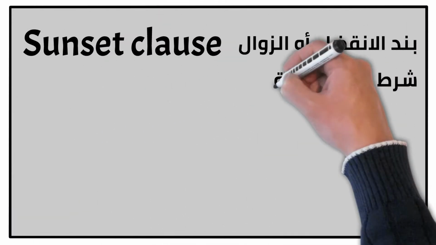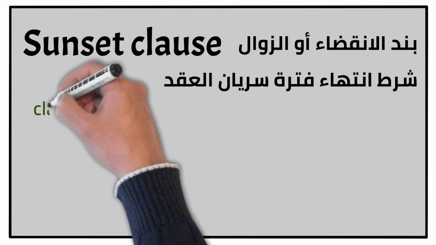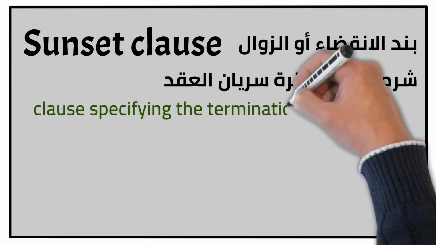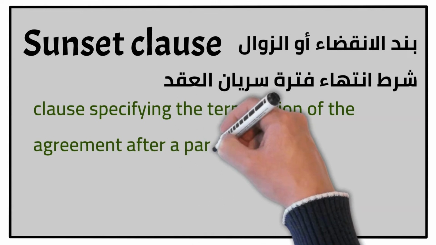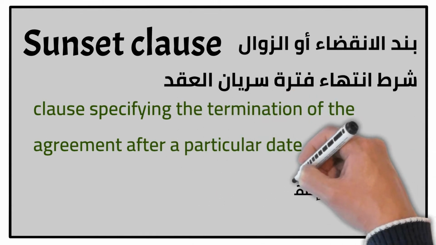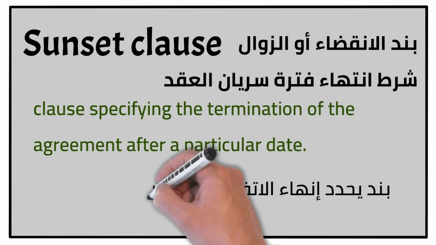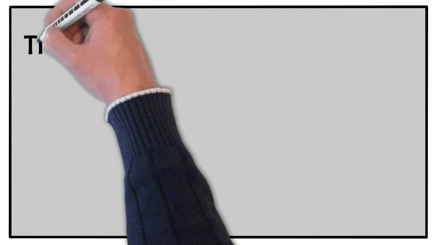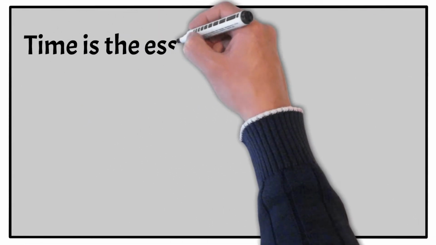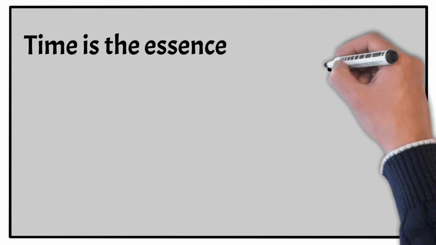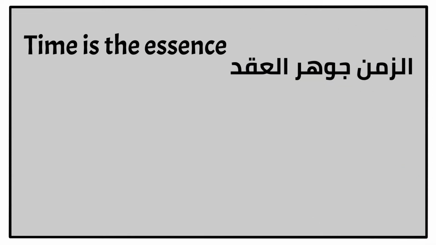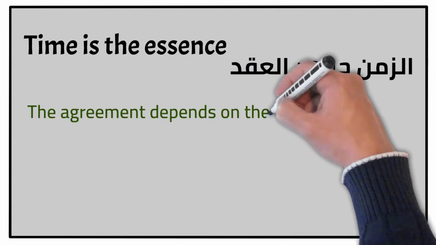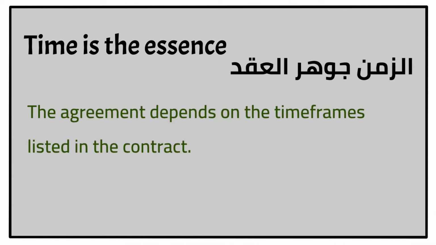Sunset clause. This term means clause specifying the termination of the agreement after a particular date. Time is the essence. This term means the agreement depends on the timeframes listed in the contract.